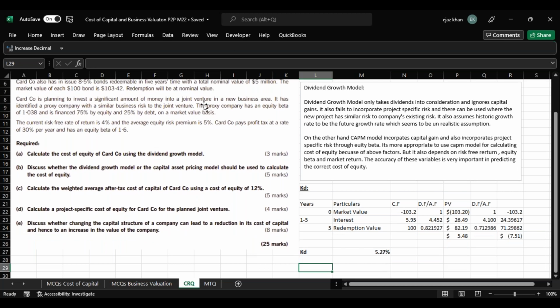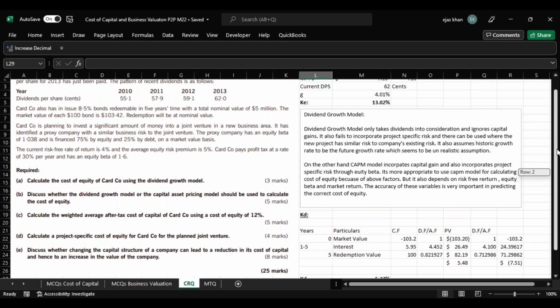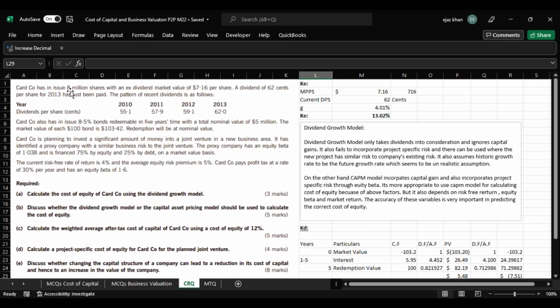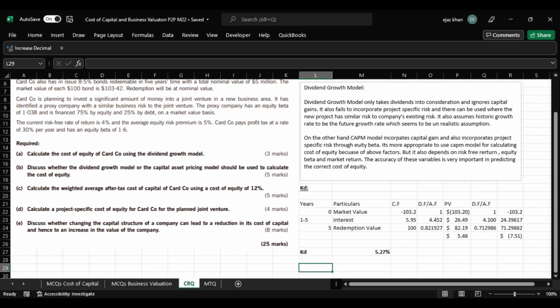Now we need to find out the cost of capital. We know the cost of equity, which is 12%. We know the cost of debt, which is 5.27%. Now we need to know the gearing, the gearing ratio. The value of equity is 8 million shares into 7.16, and the bonds have a market value of 103.42, and they have 5 million worth of bonds.